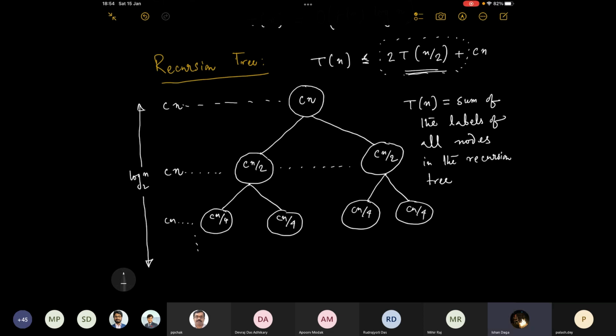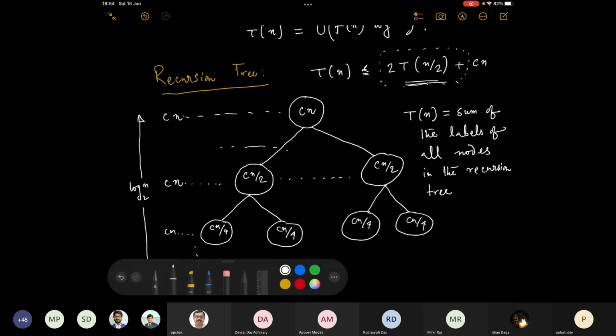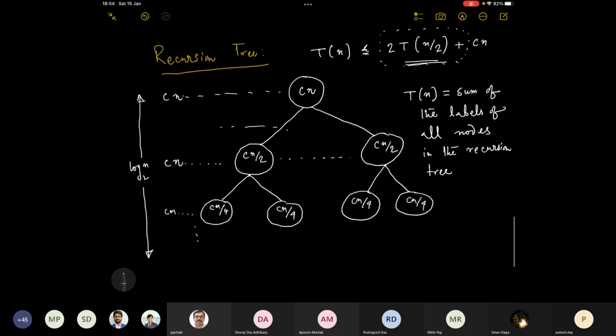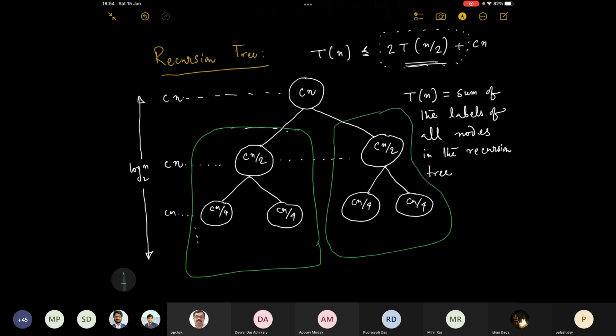Sir, are we ignoring the T(n/2) term as we go down? Yes, we are ignoring it. We are just writing it in the child node. So in the recursion tree, this is T(n/2). This entire box is another T(n/2), and this is Cn.